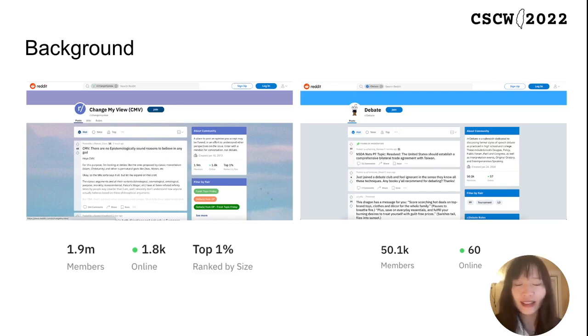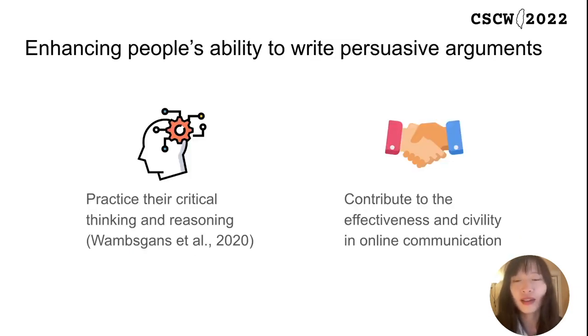There emerge dedicated online forums such as ChangeMyView and debate for people to communicate and induce others to believe their opinions through written words. For example, at this moment, the ChangeMyView forum has 1.9 million members and 1,800 people online. Enhancing people's ability to write persuasive arguments could not only practice their critical thinking and reasoning, but also contribute to the effectiveness and civility in online communication.